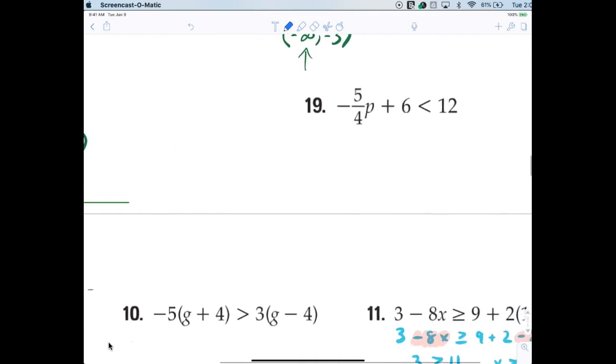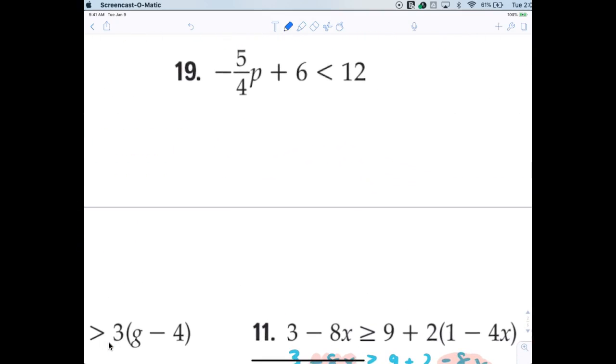Let's check out number 19. All right. Give you 30 seconds. Let's go. Write it down. I want neat work out of you. All right, that's too sloppy. I want you to do neater work also. All right. Try. Get busy.